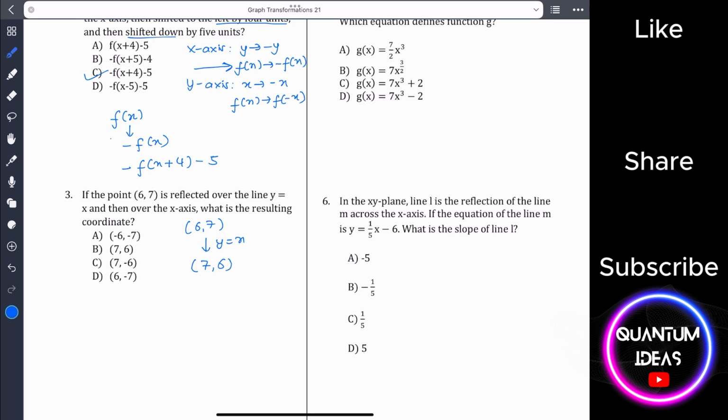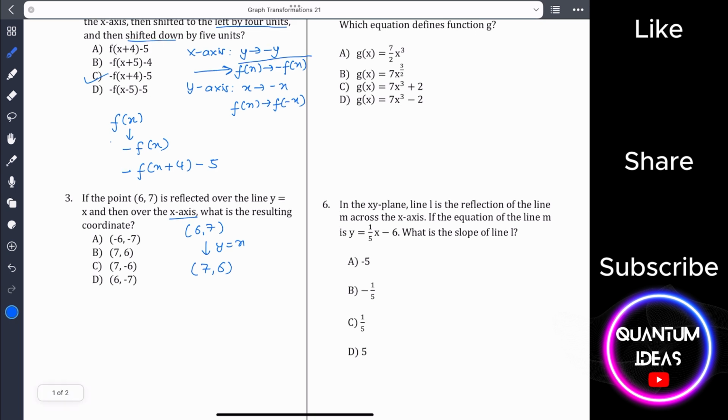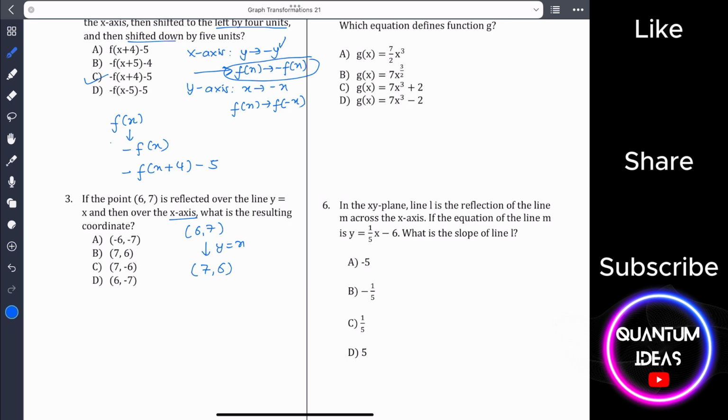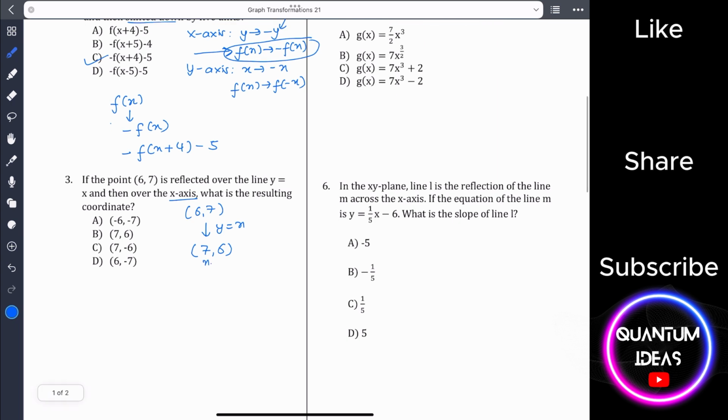Then we have to reflect this point over the x-axis. We already know what happens here: we replace y by minus y. So this is our x, this is our y. Simply replace y with negative y. So this becomes (7, minus 6). So option C is our answer.